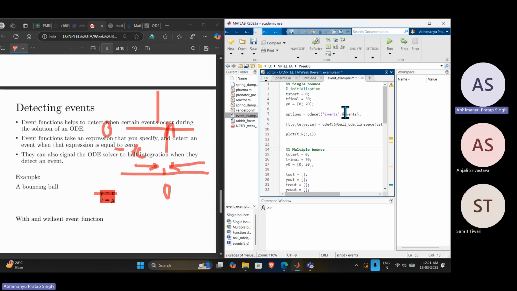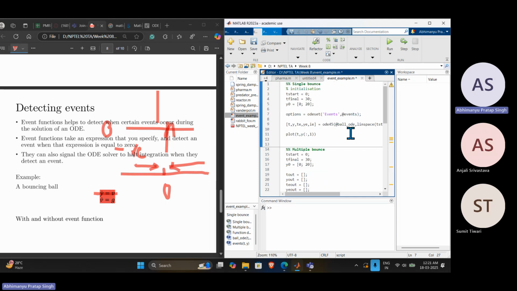So now in the options of ODE set, I will make this events field. So we have this events field in ODE set. I will pass the function handle of my event function to this events field, and the rest is simple.